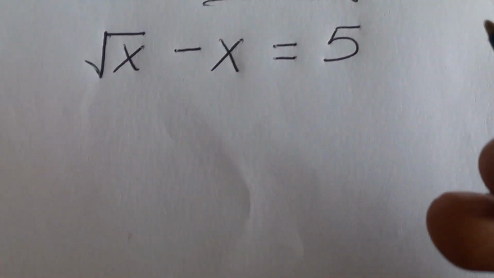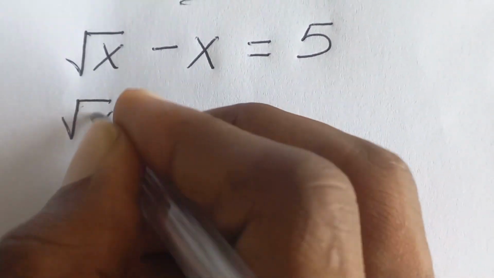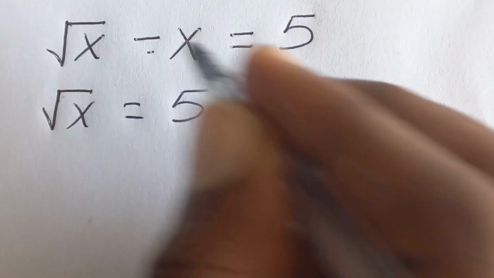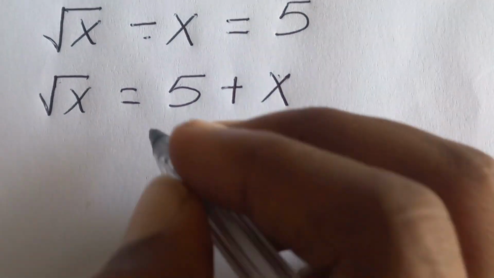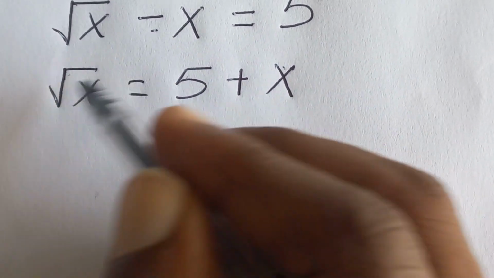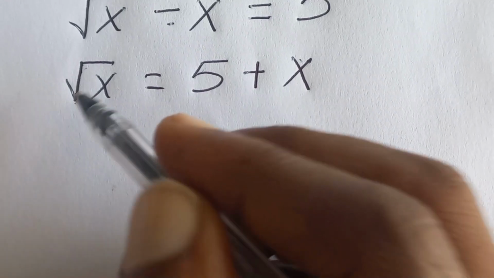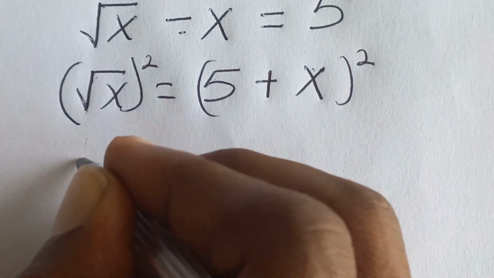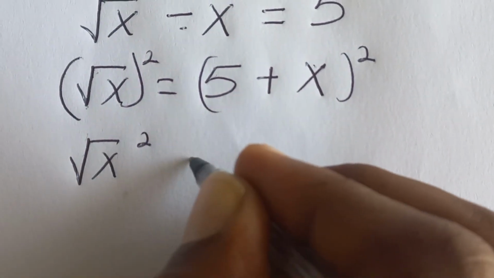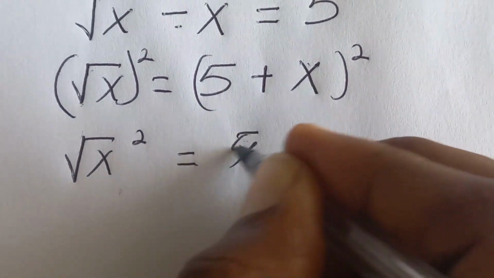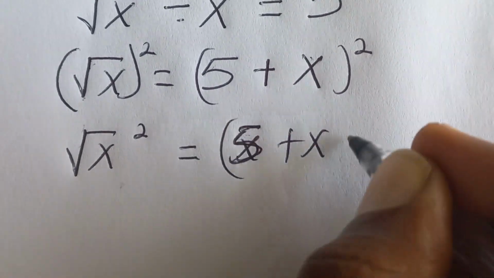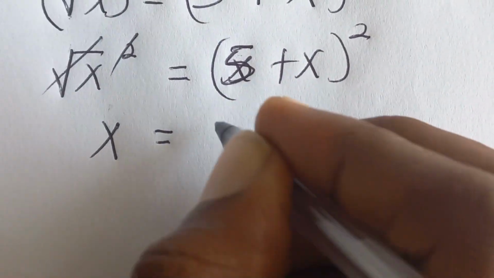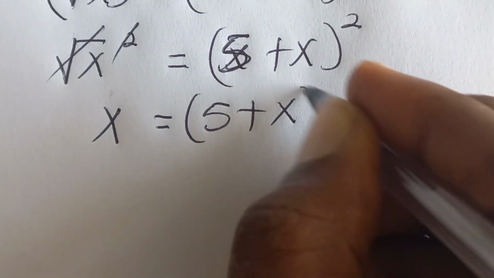So from here, we can say that square root of x is equal to 5 minus, so it will be plus because it's negative x. Okay, so from here, we need to get rid of this square root. So we can square both sides. So we are going to get square root of x squared, which is equal to 5 plus x all squared. So this will cancel this. Okay, so leaving x is equal to 5 plus x all squared in this case.